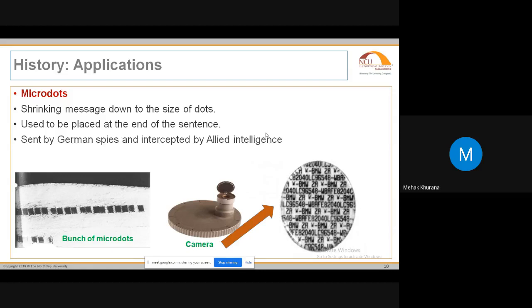How did people use it in the earlier stage? There was a text message that people sent, and at the end of the text message there was a line of dots. Nobody was able to recognize whether the actual message was the main text written at the top or the dots. The person receiving the message knows that the message is in the dots, and he would zoom in and see what exactly the message is.